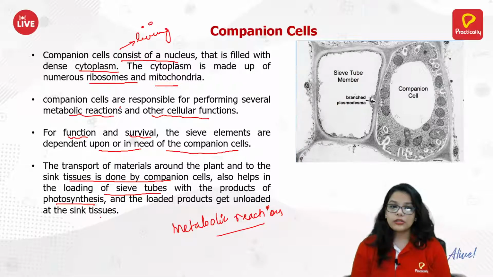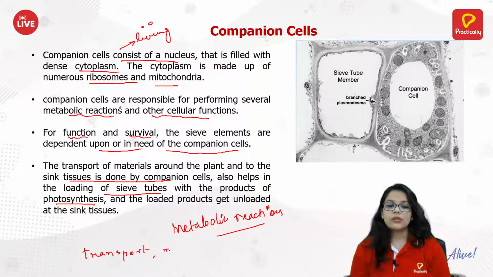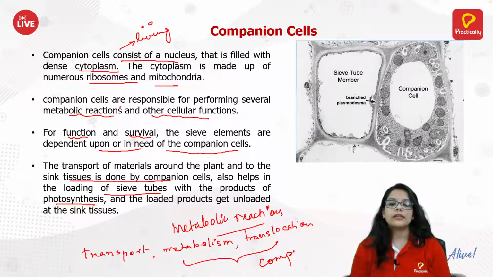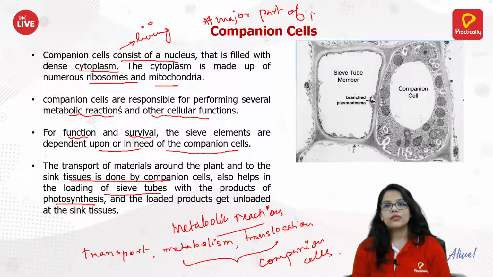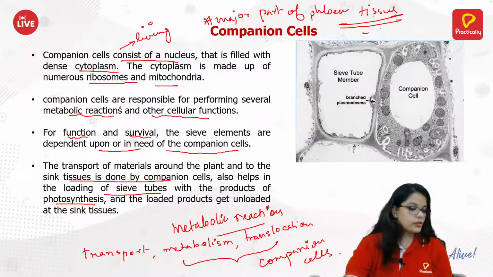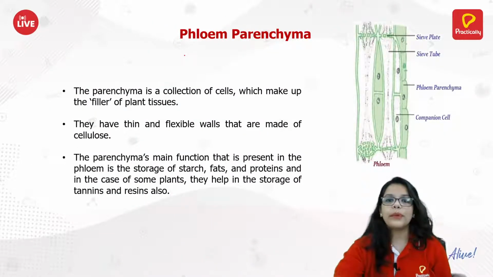So transport, metabolism, translocation, as in from one part to the other, everything is done by companion cells. So this is one of the major parts of phloem tissue. Okay, so that's it.